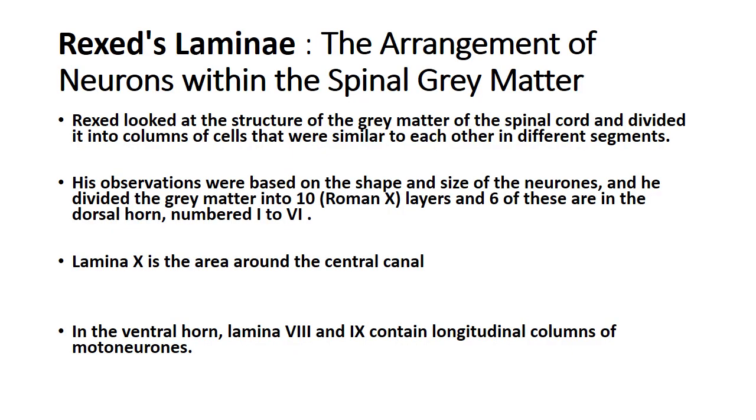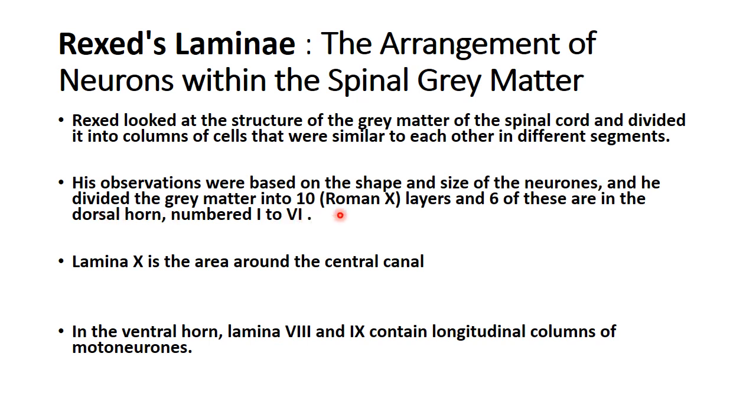Before starting these tracts, we must know the Rexed laminae. Rexed was a neurophysician, and he divided the dorsal horn, or you can say the grey matter of the spinal cord, into 10 laminae, which are named after him. It is important to know these laminae because they depict which type of neuron will relay where. Rexed looked at the structure of the grey matter and divided it into columns of cells that were similar to each other but in different segments, so their functions are different. His observation was based on the shape and size of the neurons, which is a very important classification.